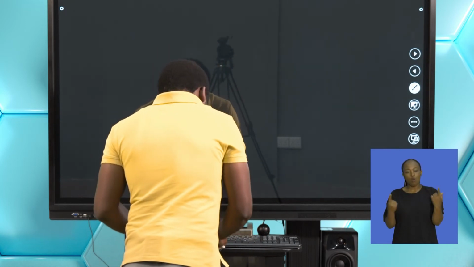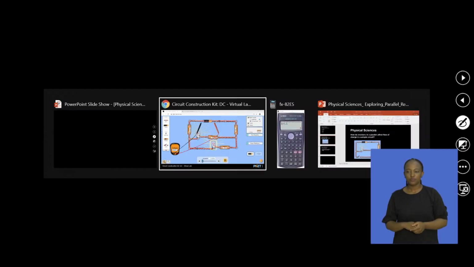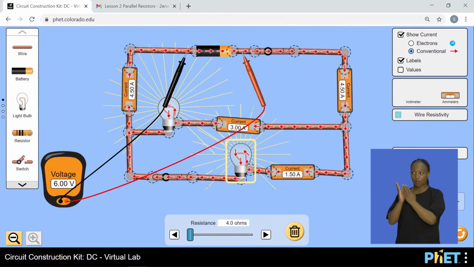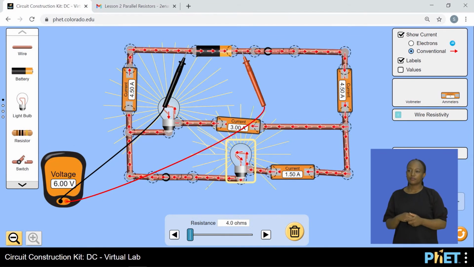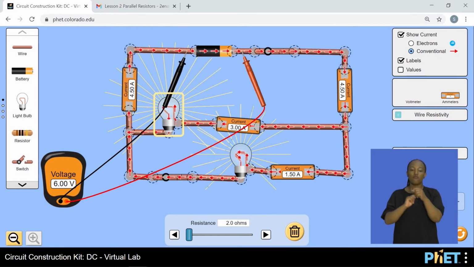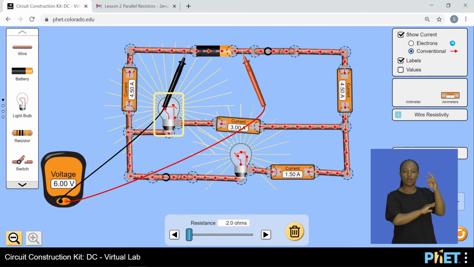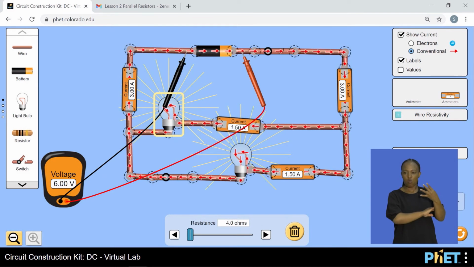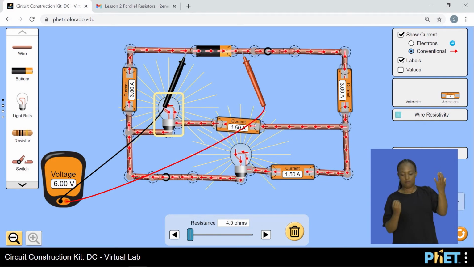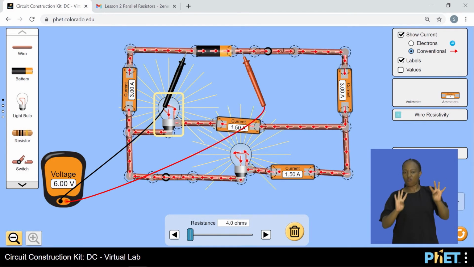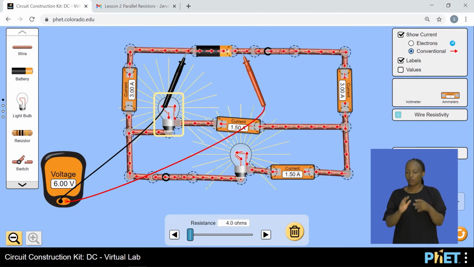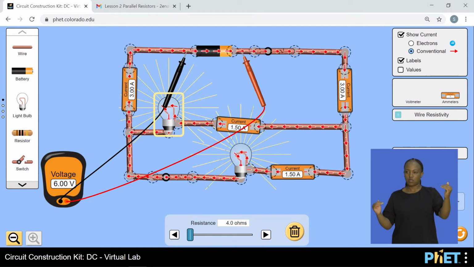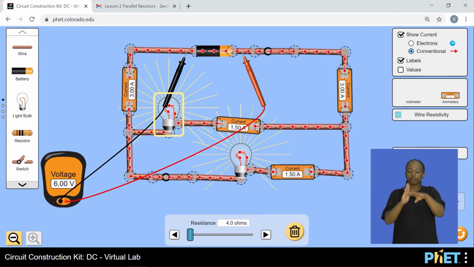Okay, having said that, let's look at our simulation. Okay, this is what we're going to do. We'll change the resistance of R1. In this case, it was 2 ohms. Let's make it 4 ohms so that these 2 resistors become identical, okay? Now, if you realize that if there are 2 resistors that are connected in parallel, the effective resistance in the circuit will be less than 4.